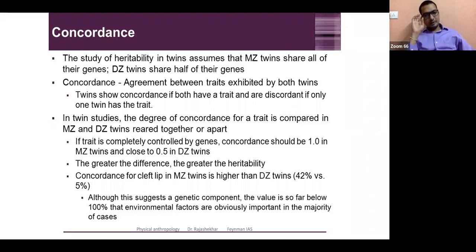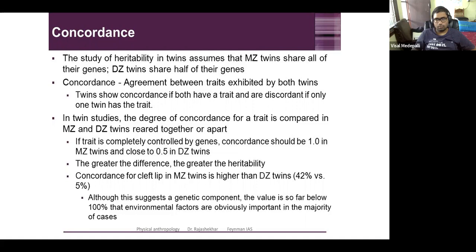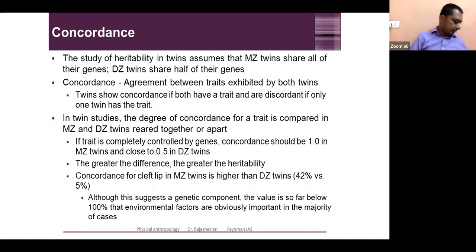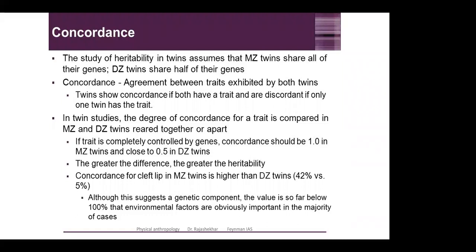There are multiple possibilities. In twin studies, the degree of concordance for a trait is compared: you compare the monozygotic twins' concordance rate to the dizygotic twins' concordance rate. In the best case scenario, if a trait is completely controlled by genes, by nature, with no role of environment, what should be the concordance rate for monozygotic twins? One, 100%. If you observe 10 pairs, all 10 should show concordance with no difference. What about dizygotic twins? The maximum is 50%, or 0.5.